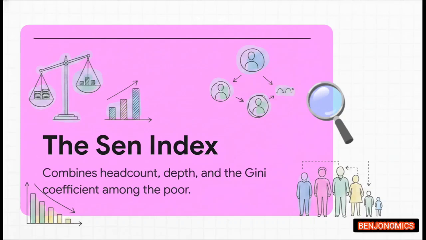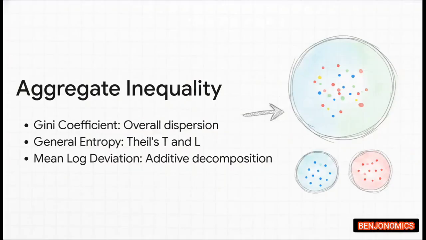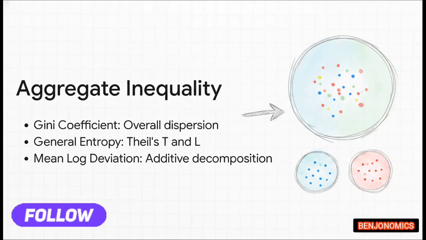Instead of just asking how many people are poor, it actively measures the income distribution and inequality within that vulnerable group itself. It's a brilliant concept that gives us a much richer, nuanced picture of welfare. Next up is Section 3, Indexes of Income Inequality. Let's zoom out from the micro-level severity we just discussed and look at macro-level societal inequality across the whole population.